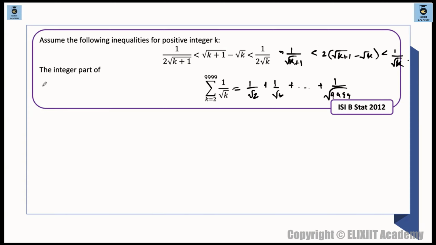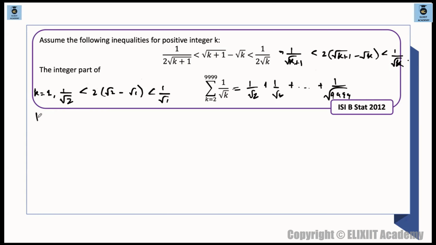I start putting the value of k is equal to 1. Over here in this inequality, I put the value of k is equal to 1. So on the left hand side, I'll be getting 1 upon square root of k plus 1, which is 1 upon root 2, less than 2 times root over of 2 minus root over of 1, less than 1 upon root over of 1.